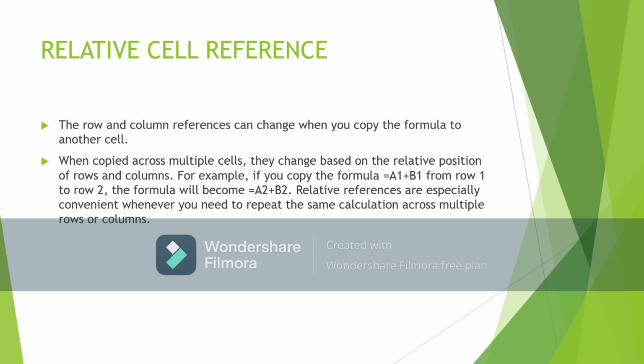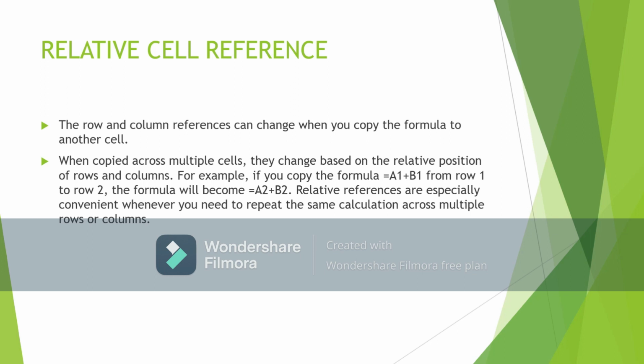I will give the explanation, then you will understand it clearly. When copied across multiple cells, they change based on the relative position of rows and columns. For example, if you copy the formula equal A1 plus B1 from row 1 to row 2, what will be the change? Yes, exactly, equal A2 plus B2. Because we are moving from row 1 to row 2, automatically the cell references also change. That is called relative references.